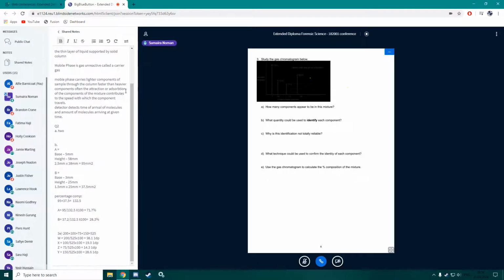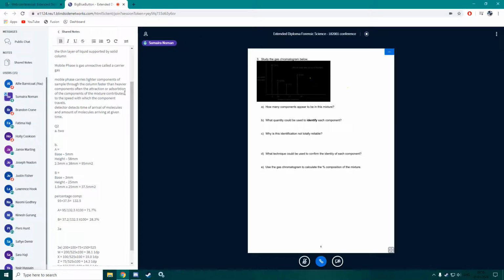Right. Okay, so let's go through the components. I have some more messages. Okay, right, brilliant. So you can hear me. Right, on the shared notes, I'm going to put some of the answers then. So this is question 3A. And let's go. So how many components are there in this mixture?